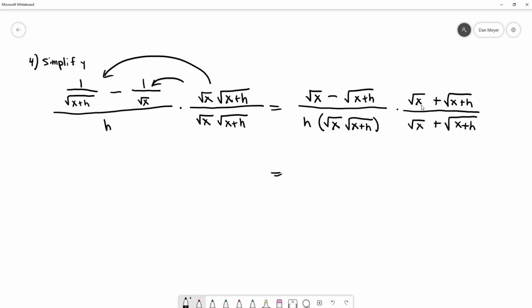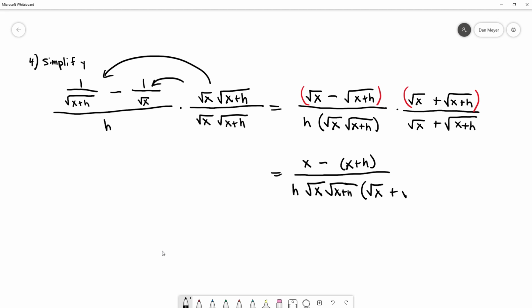On top, when you FOIL out the top, or however you get the top done, whether you've mastered the art of multiplying by conjugates and using that product formula, or if you need to slowly FOIL it out, that's fine too. Okay, but you should get x minus x plus h once all is said and done. On the bottom, we are once again not going to do anything super fancy. We're just going to leave this root x times root x plus h times the new bit that we just multiplied by there, root x plus h. On the top, when we simplify the top, we have negative h.